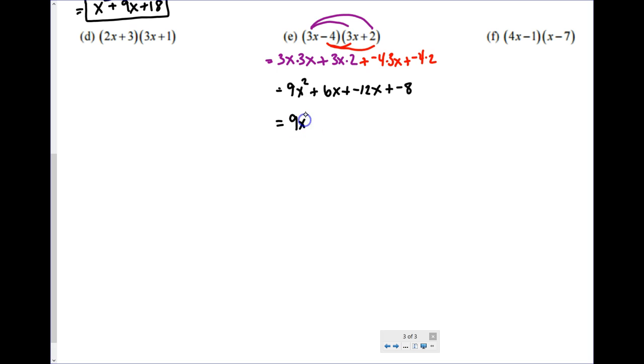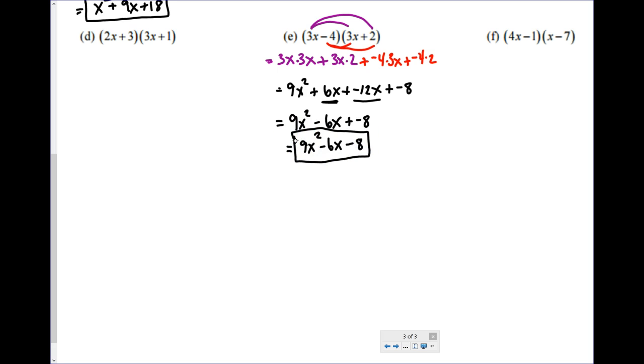Now here's where we have some negatives, so I have to be very careful. 9x squared doesn't have any like terms, but 6x and negative 12x are like terms. Okay? So 6x plus negative 12x, you can do that in your calculator by putting in 6 plus negative 12. You will get negative 6x when you combine these. And then carry down your plus negative 8. However, we don't write a plus and a minus sign next to each other, so we're just going to keep the minus sign.